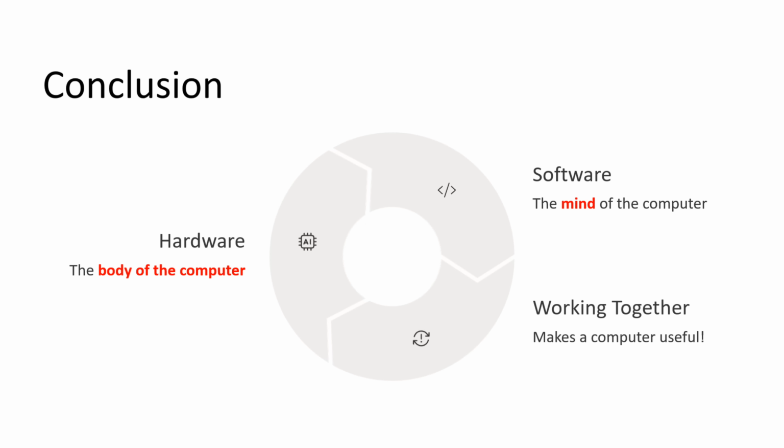Now we will see the conclusion. Hardware is the body of the computer, software is the mind of the computer. Both working together make a computer useful.